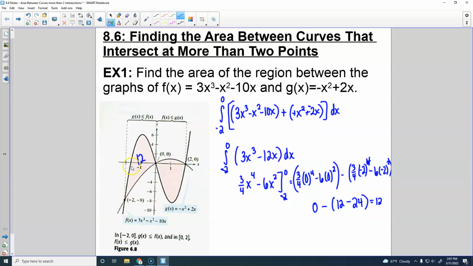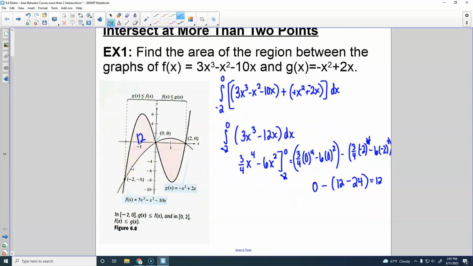That's only half of it. We've got to turn around and do 0 to 2. And that will be our -x squared plus 2x minus 3x cubed minus x squared minus 10x.